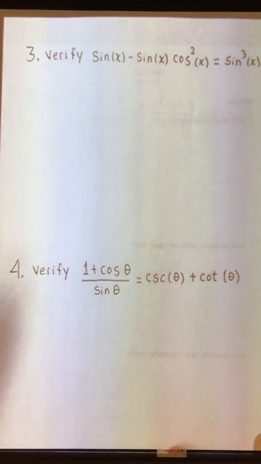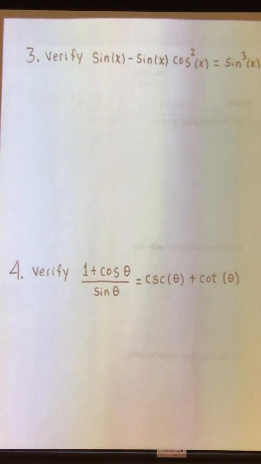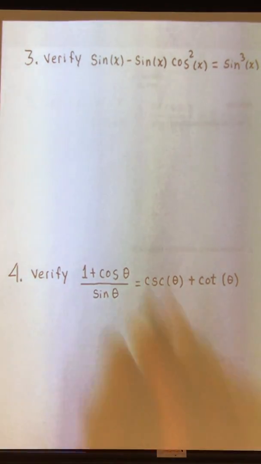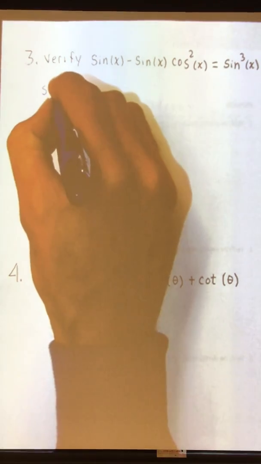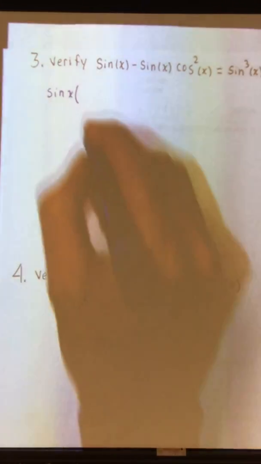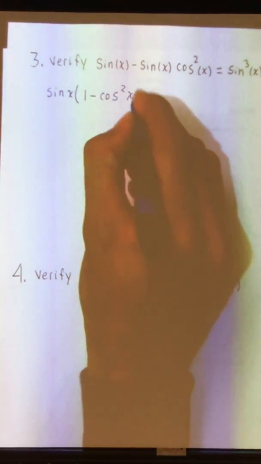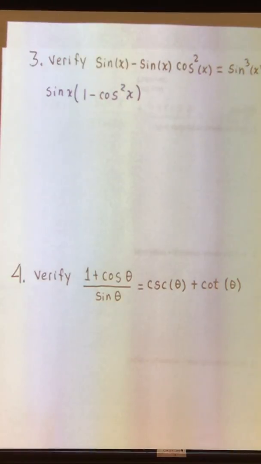Verify the identity. Sine of x minus the sine of x times the square of the cosine equals the cube of the sine. So here, often there's algebra involved, and everything's written in terms of sines and cosines. So what we'll do is we'll factor out the common term of sine x on the left side. And we have left 1 minus cosine square x. So that's an algebraic move.